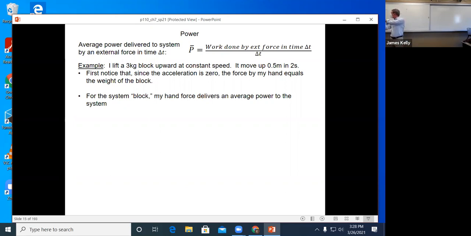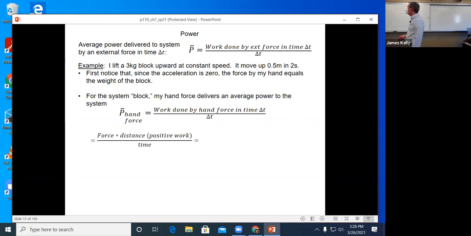My displacement is 0.5 meter, and the force is, well, I'm moving it at constant speed, so my hand force exactly balances out the weight force. So my hand force is mg in this case, okay? And it's doing positive work. I'm pushing up and it's lifting up. So I'm talking about the power delivered by my hand to the system consisting of the block. So my hand force is just mg because it's not accelerating. Here's the distance it moved through. So that's F_x delta x. And we divide by the amount of time it took. 7.35 SI units, 7.35 watts.